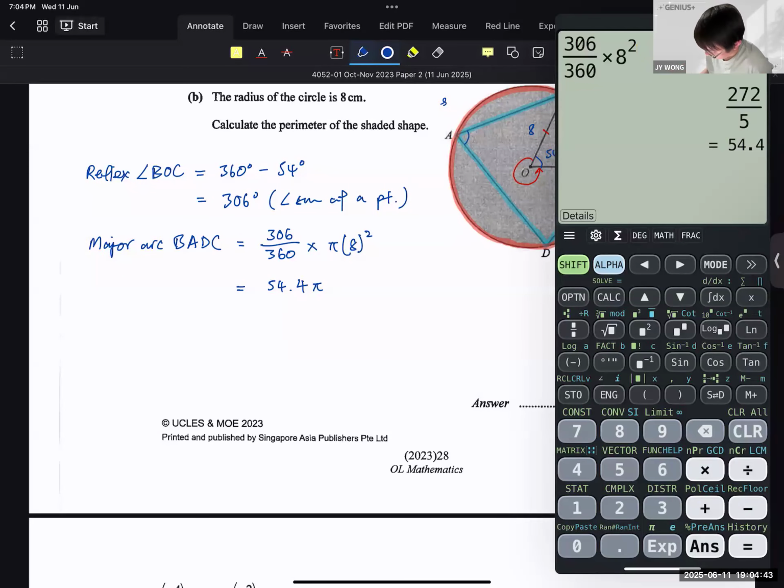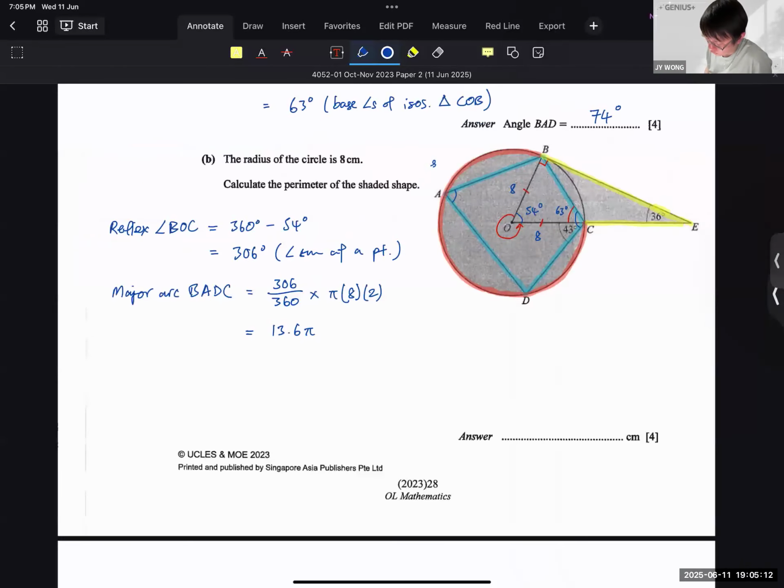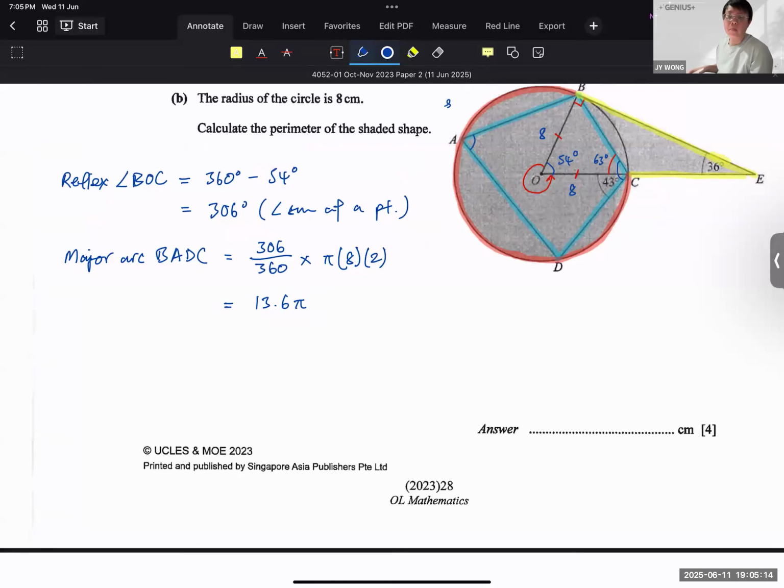Okay. What did I do wrongly? I'm finding circumference, and I go and square it for what? So it's times 8 times 2 because you need to find the diameter. So it's not r squared, it should be times 8 times 2. So I should get 13.6 pi. Just leave it in terms of pi. Don't find the value because it makes things so much more complicated.